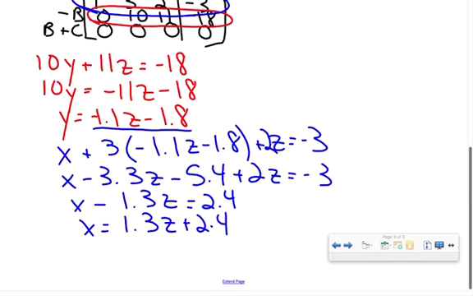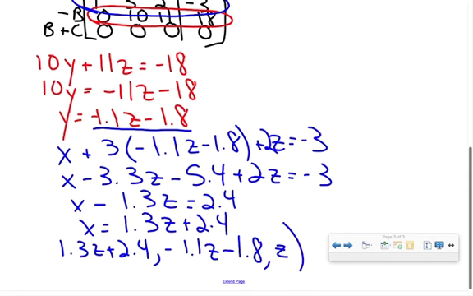So my solution here is all the points in the form 1.3z plus 2.4, comma, as I'm writing a coordinate, negative 1.1z minus 1.8, comma z.